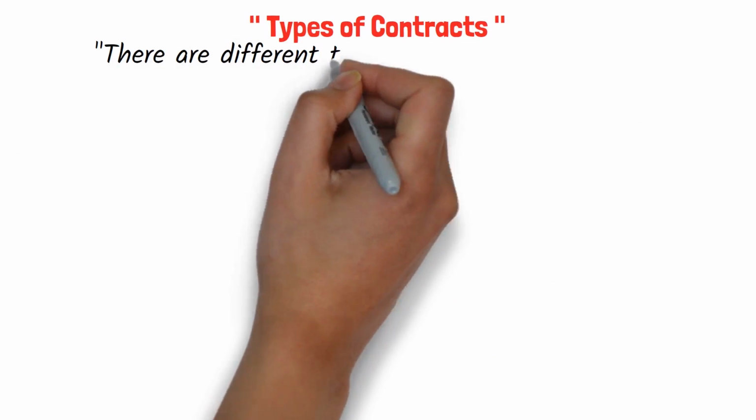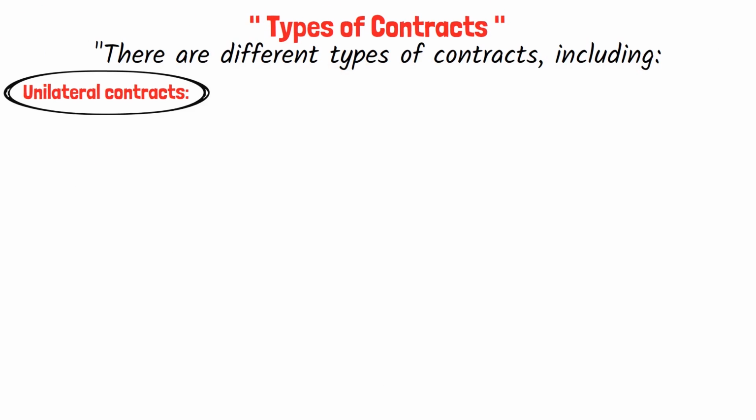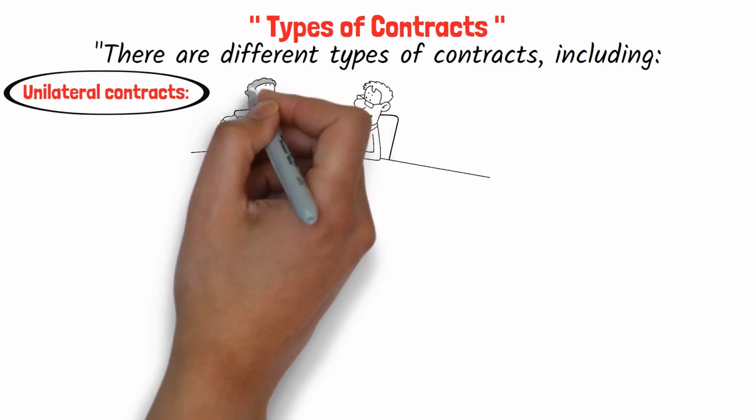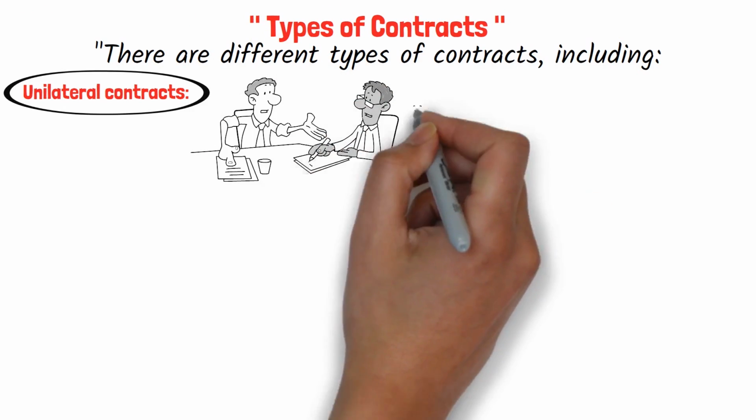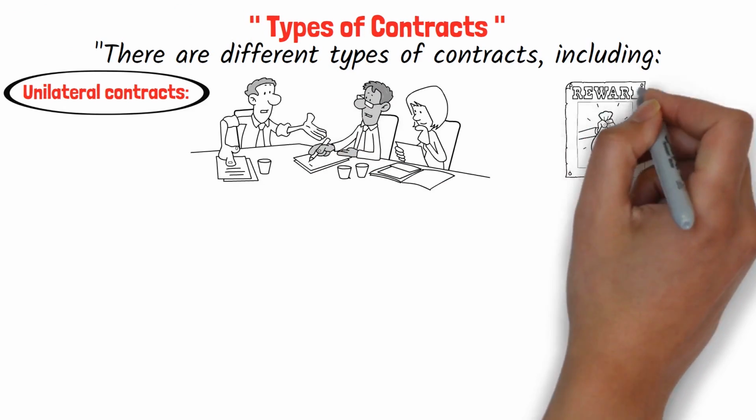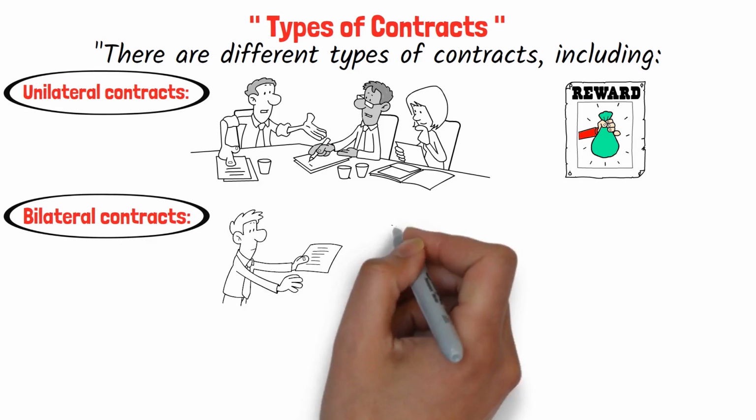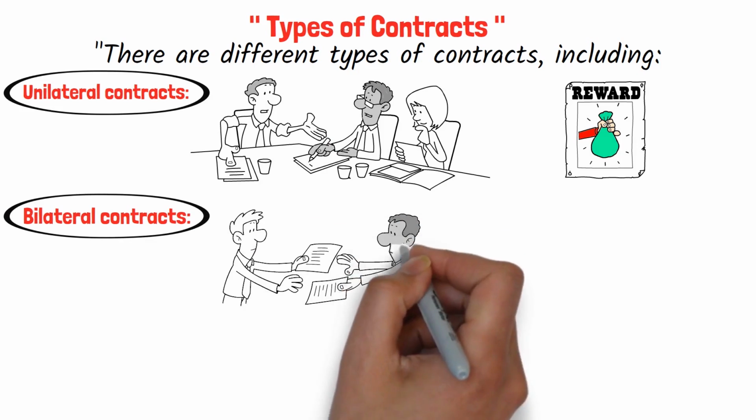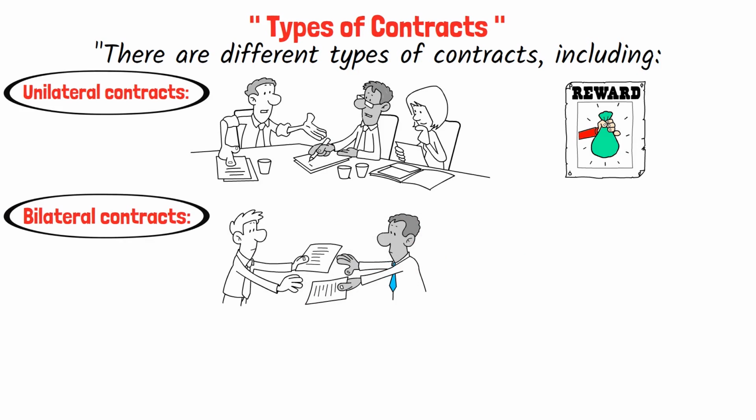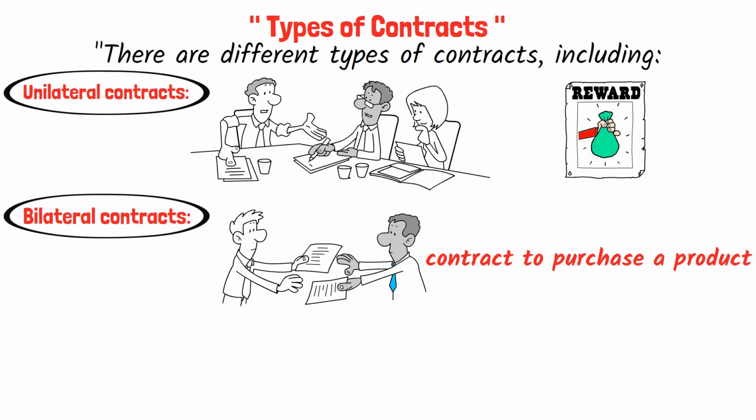There are different types of contracts, including unilateral contracts. In a unilateral contract, one party makes a promise in exchange for a specific act by the other party. For example, a reward for finding a lost pet. Bilateral contracts. In a bilateral contract, both parties exchange promises and are bound to perform their obligations under the contract. For example, a contract to purchase a product.